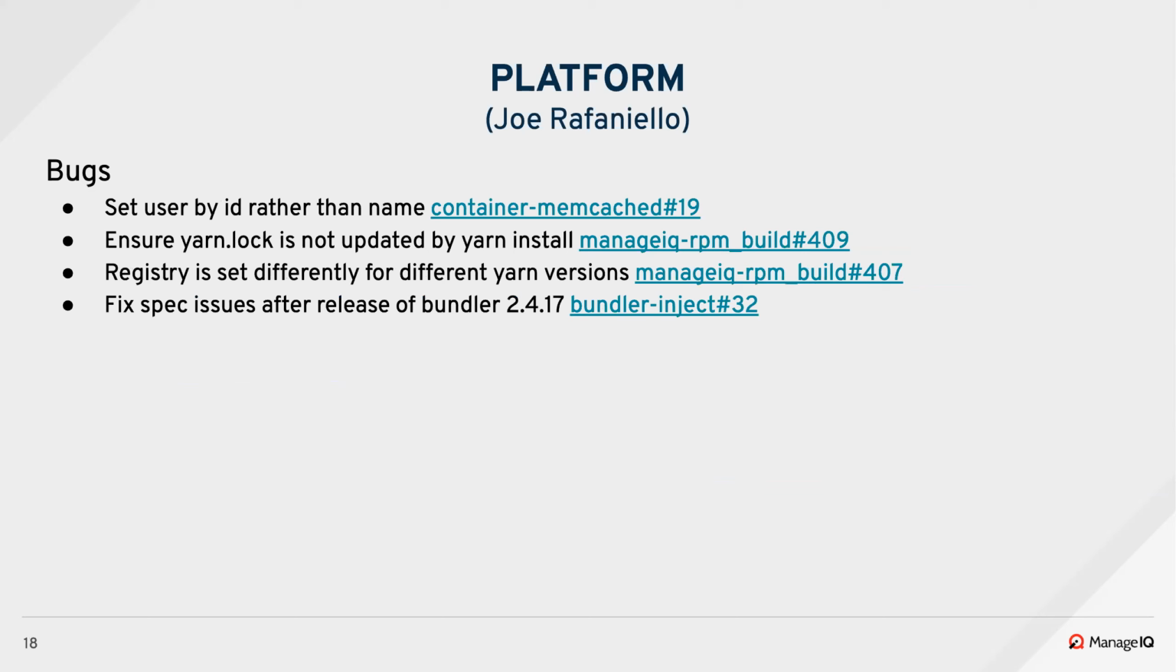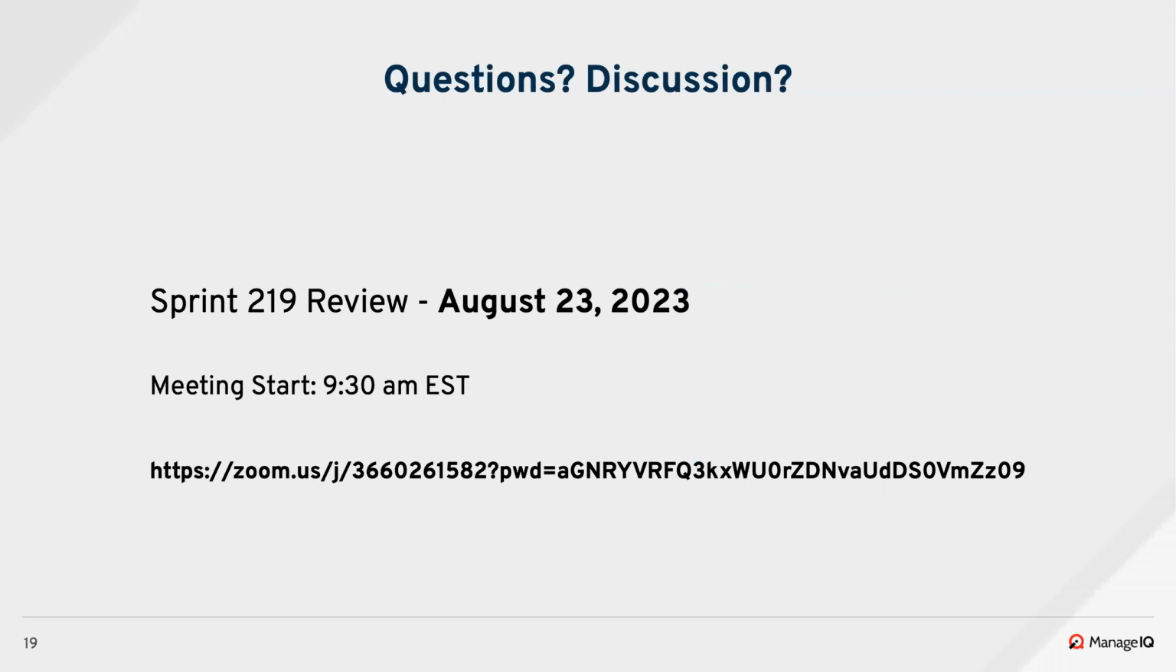For platform bugs, Brandon fixed the Memcache container incorrectly specifying the Memcache user by name instead of numeric ID. He also ensured the yarn lock isn't updated by yarn install. And additionally, he added conditional logic to handle yarn 1 and newer, as the registry is set differently for each version. And finally, Jason fixed a test issue where we expected the "using" output from bundler, and version 2.4.17 no longer prints these. That's it for platform.